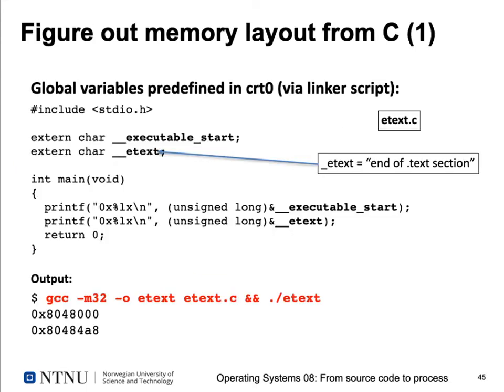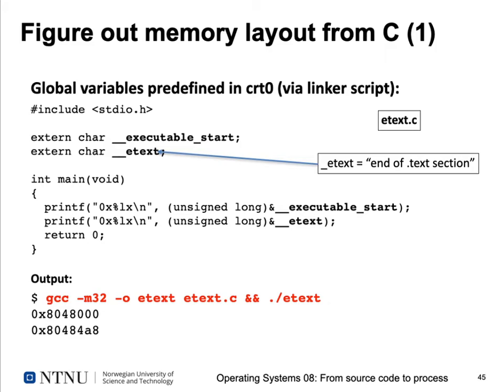But as we've already seen in our linker script, we also have variables predefined by the linker that allow us to get at the memory layout of our program from inside the program, so from inside of our running C program. For this, we have meta variables. These start with two underline characters, for example, executable start, and another one that's called underline etext. So these are essentially things that are provided by the linker. They're not variables here, so they're declared as extern.